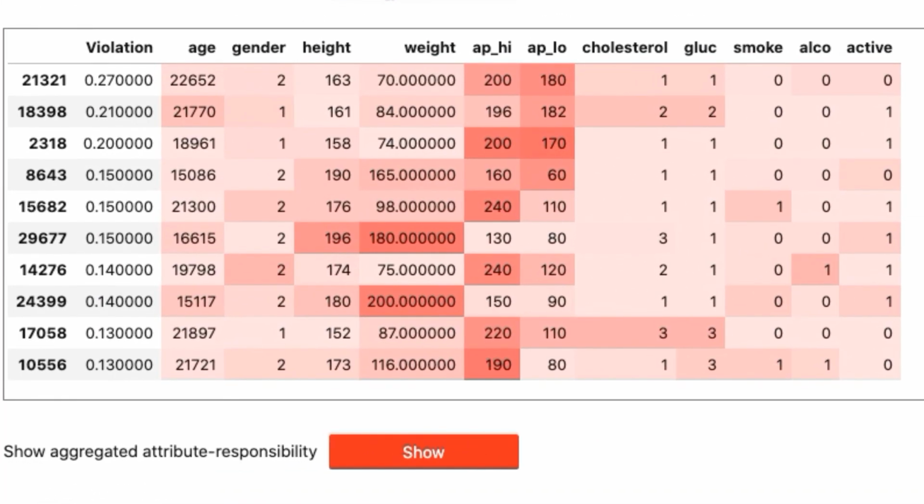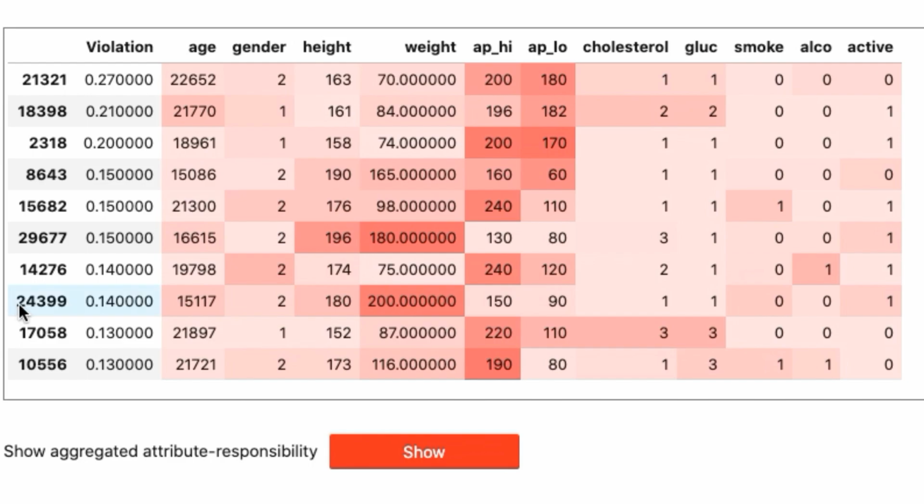As you can see, the color intensities of these cells are different. A darker color means more responsibility for non-conformance, and a lighter color means less responsibility for non-conformance. So let's focus on this row. The primary reason why this person is not conforming to healthy people is that she has abnormally high weight. Here weights are in kilograms, so 200 kilograms is about 440 pounds.